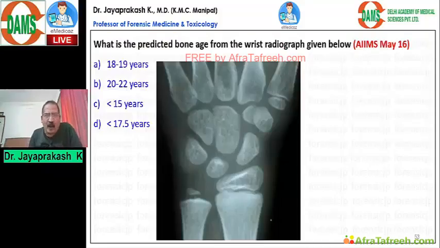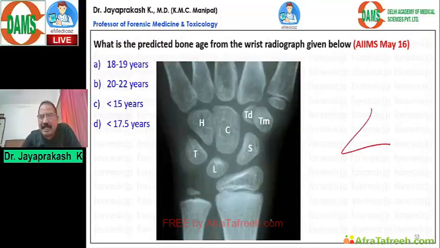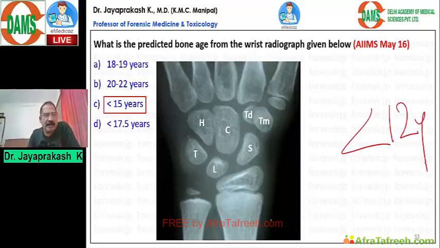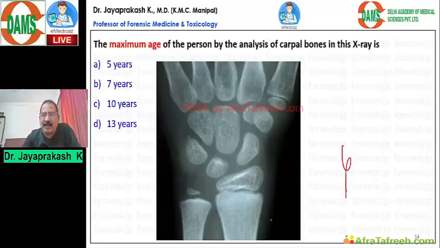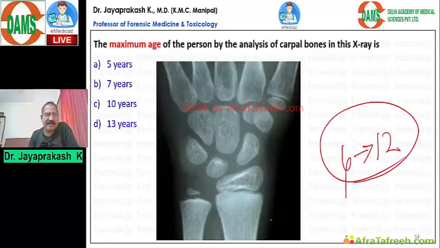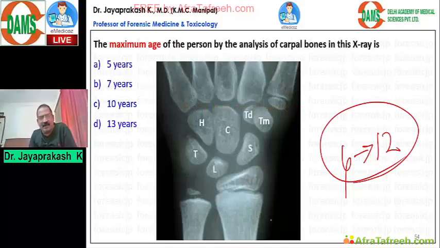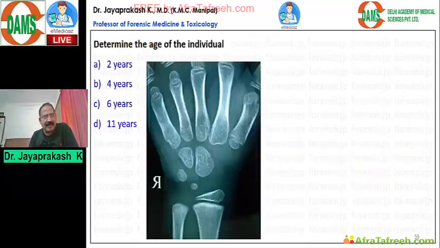Now, what is the predicted bone age from the wrist radiograph given below? Pisiform is not there. Pisiform is 9 to 12, so age is less than 12 years. So here the best answer is less than 15 years. What is the maximum age of the person? Here again pisiform is not there, but other carpal bones have appeared, so age is more than 4 and less than 12. 4 to 12 is the age. So what is the maximum age now? The answer is 10 years. Maximum age 10 years.